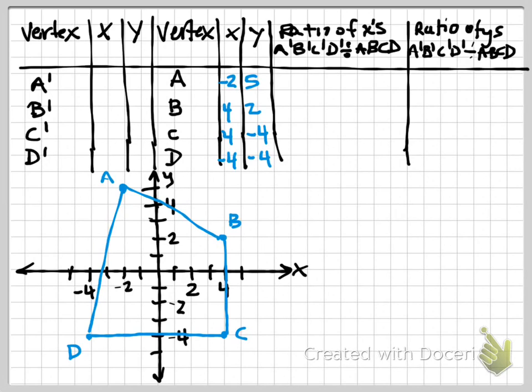So for my A prime, we'll do him in green. We're going to put A prime at -1, 2.5. So that's halfway between the 2 and 3 mark. So -1, 2.5. And my B prime we're going to put at 2, 1. Oh, sorry, that's A prime. This is B prime. So 2, 1. My C prime is going to be at 2, -2. And my D prime is going to be at -2, -2.